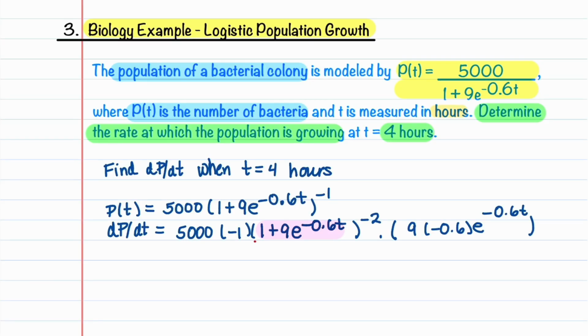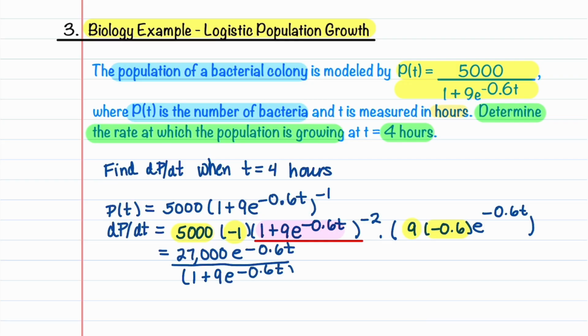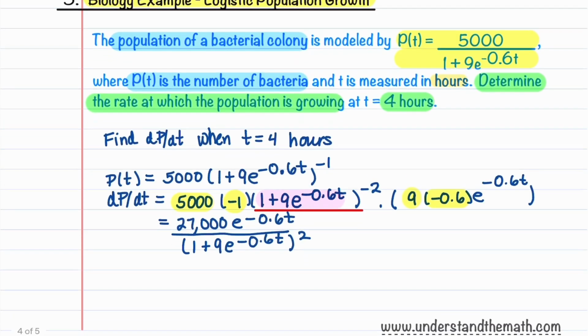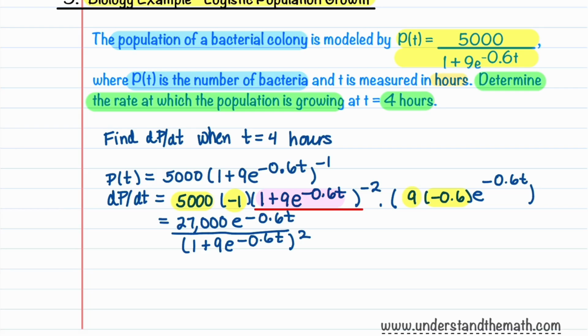Let's rewrite this, and let's take this term to the denominator. We're also going to combine some constants. I'm going to combine the 5,000, the -1, the 9, and the -0.6. The negatives cancel, and the constants multiply to be 27,000. And then we have e^(-0.6t), and in our denominator, we have (1 + 9e^(-0.6t)), and that quantity is squared. We now found the rate at which the population is growing.